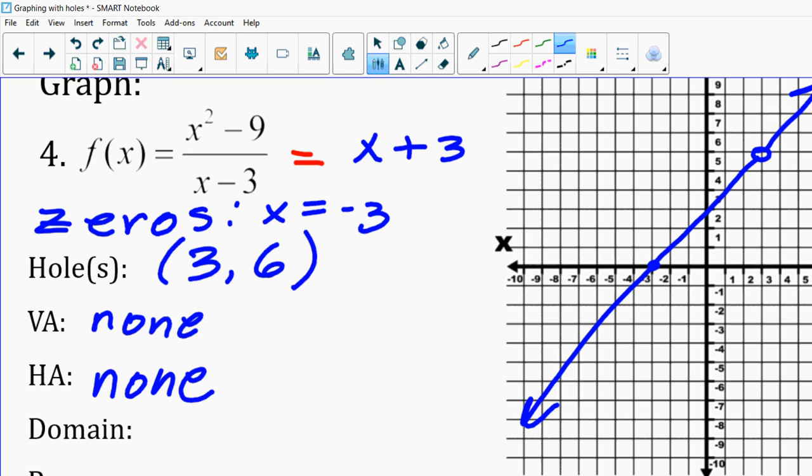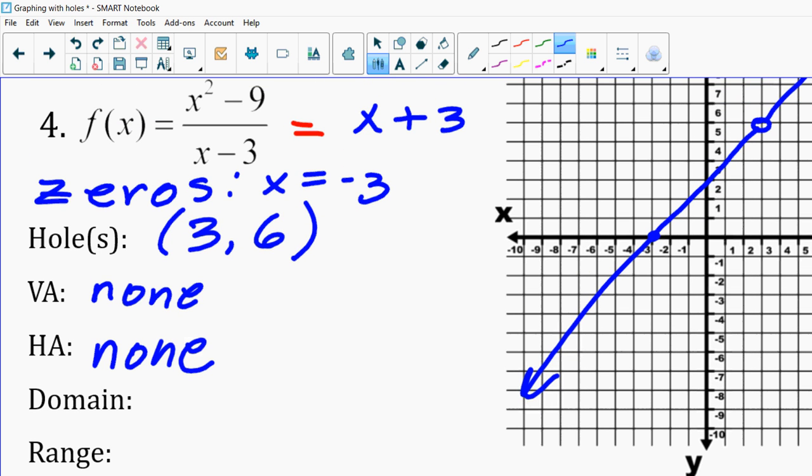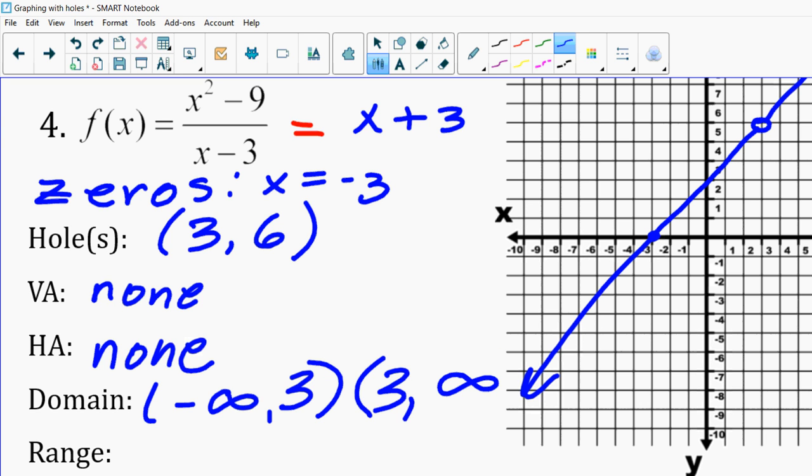Domain and range. Is the domain x or is the domain y? Domain is x. Do we read domain from bottom to top or from left to right? Left to right. So we're going left to right, starting at negative infinity. Do I have any x values that give me a problem? x equals 3, because that's the x value of my hole. Leave it out because we've got to get over it. Pick up on the other side of 3. And I don't have any more problems, so we're going to infinity.